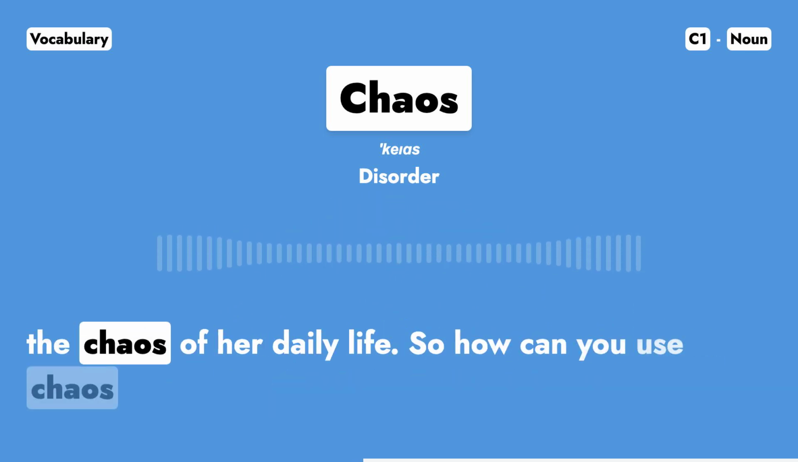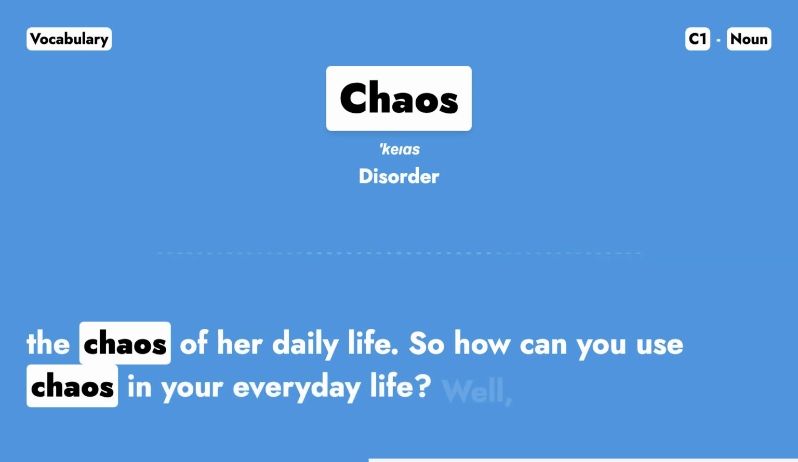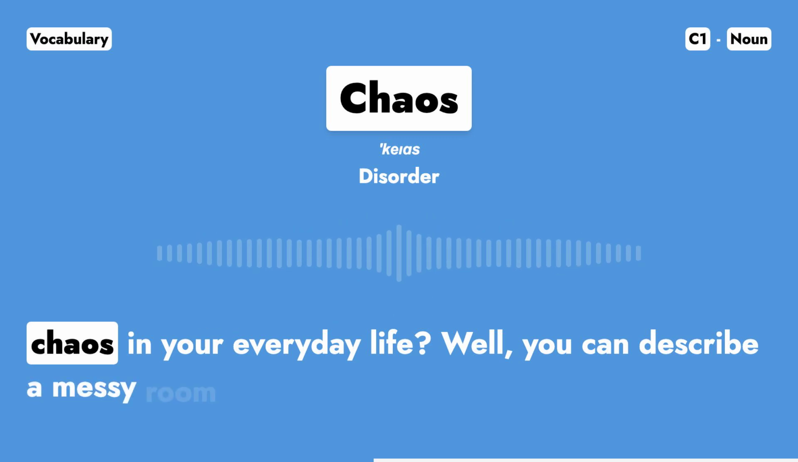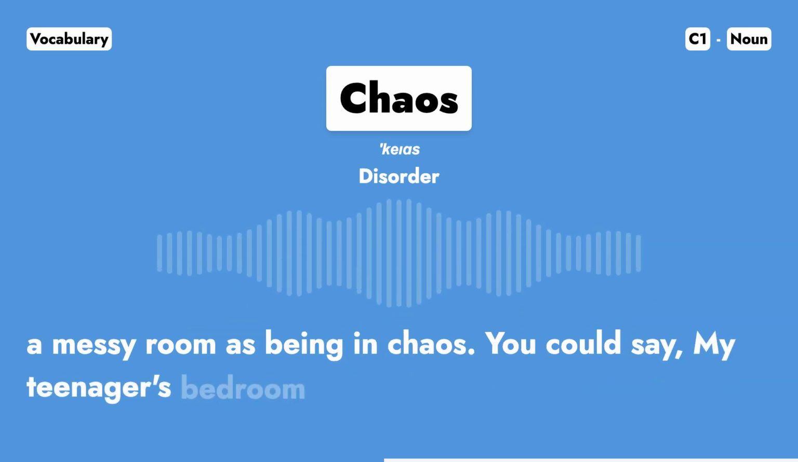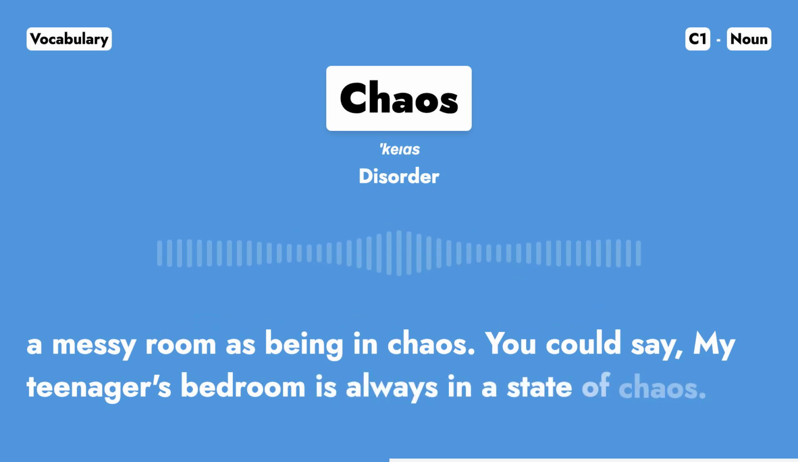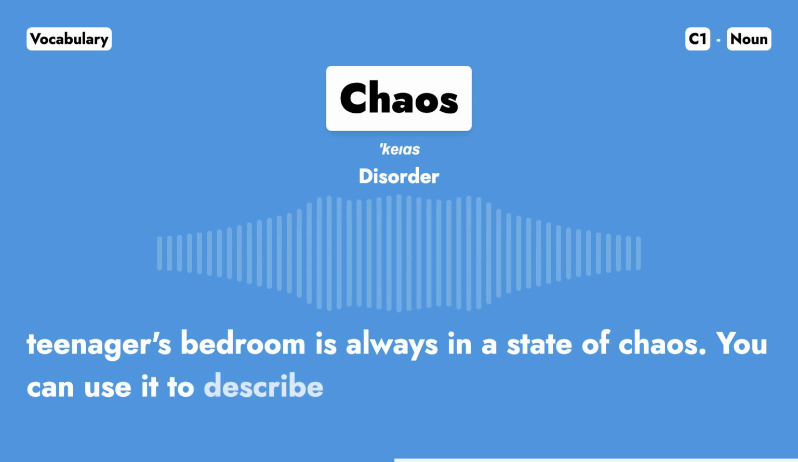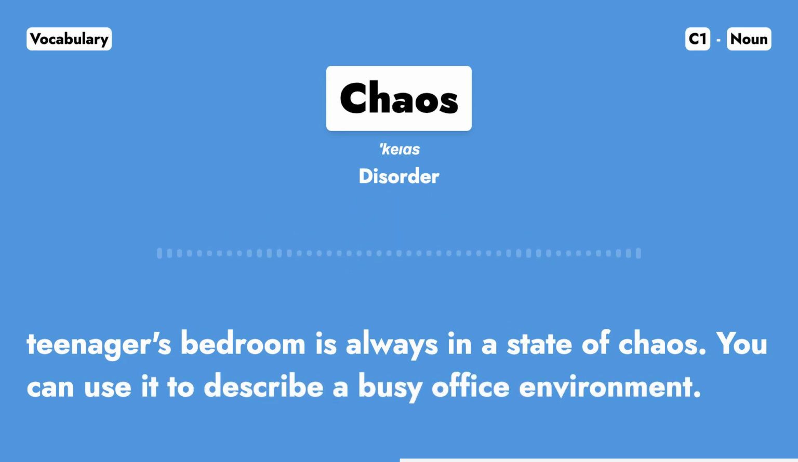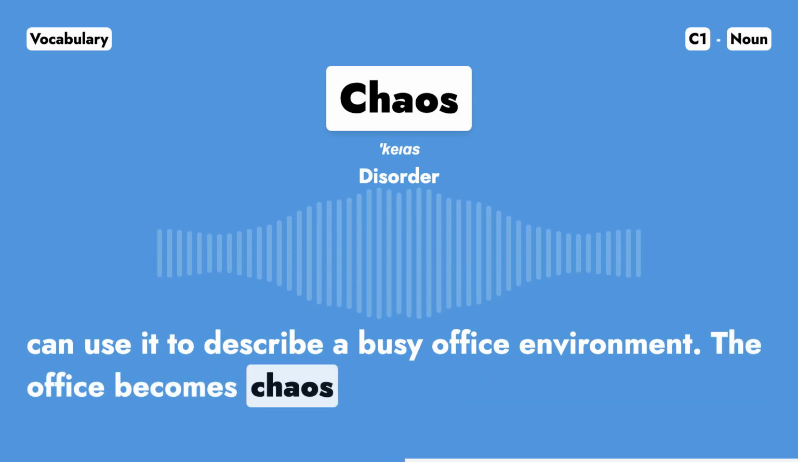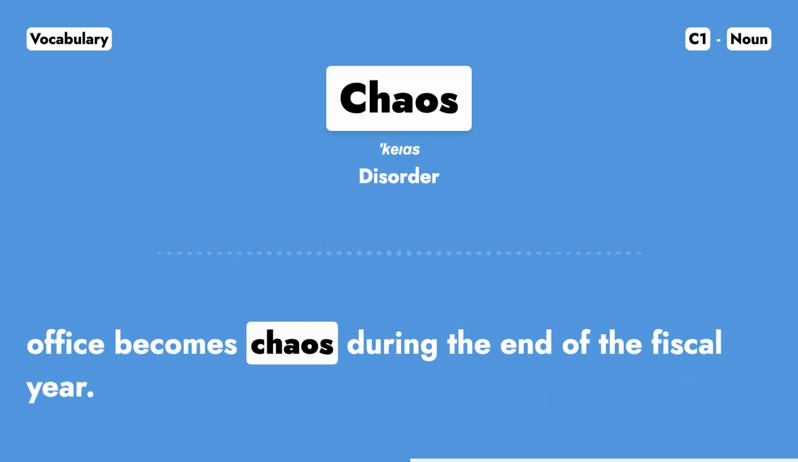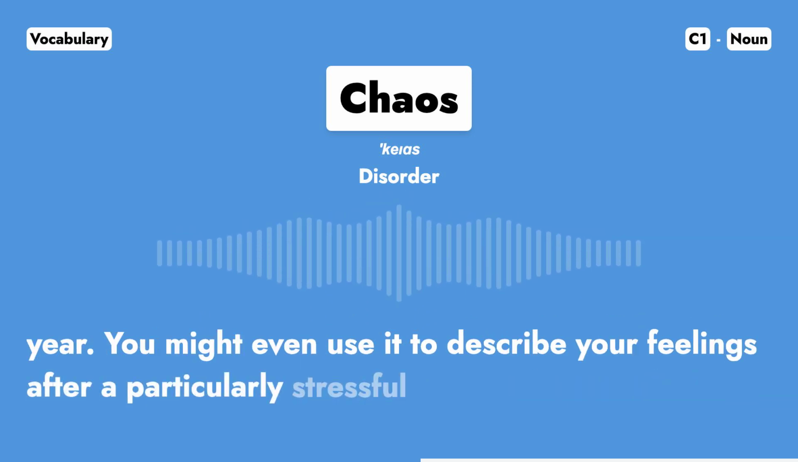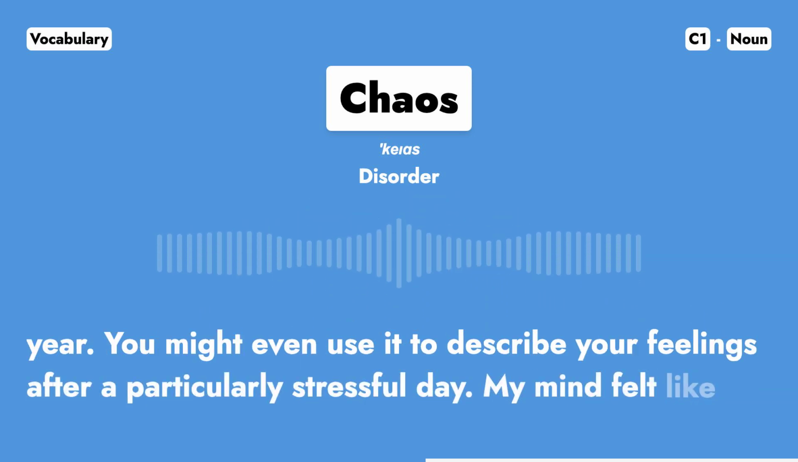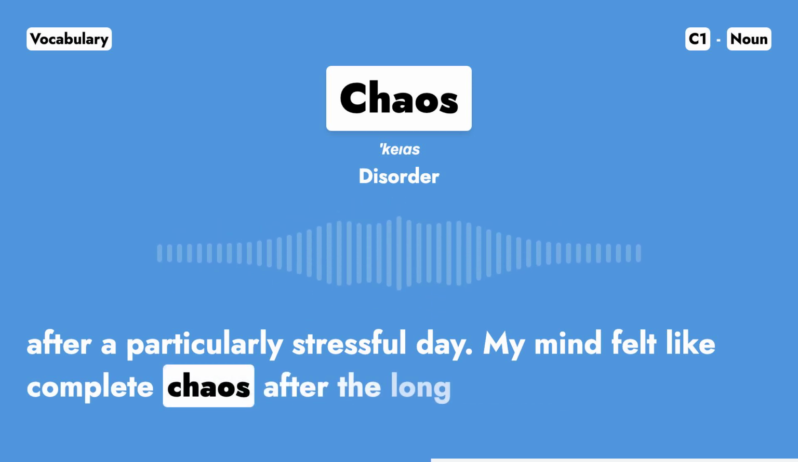So how can you use chaos in your everyday life? Well, you can describe a messy room as being in chaos. You could say, my teenager's bedroom is always in a state of chaos. You can use it to describe a busy office environment. The office becomes chaos during the end of the fiscal year. You might even use it to describe your feelings after a particularly stressful day. My mind felt like complete chaos after the long meeting.